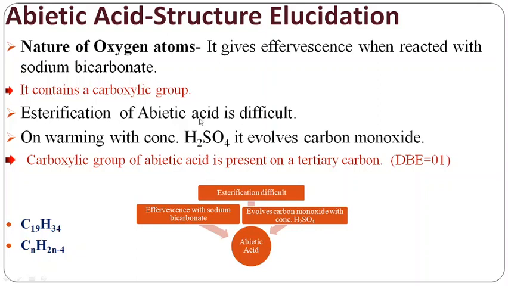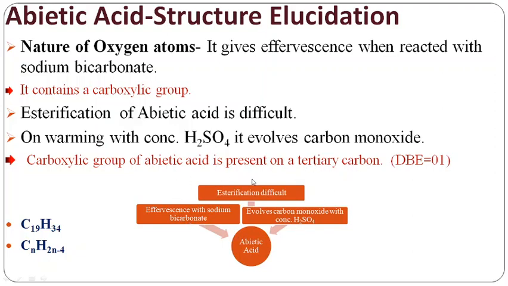When abietic acid is subjected to esterification, it is very difficult. So this difficulty reveals that there is steric hindrance present in the carboxylic group, making the esterification difficult. The third reaction is to determine what type of carboxylic group is there. On warming with concentrated sulfuric acid, it evolves carbon monoxide. The conclusion drawn from this reaction is that the carboxylic group of abietic acid is present on a tertiary carbon.